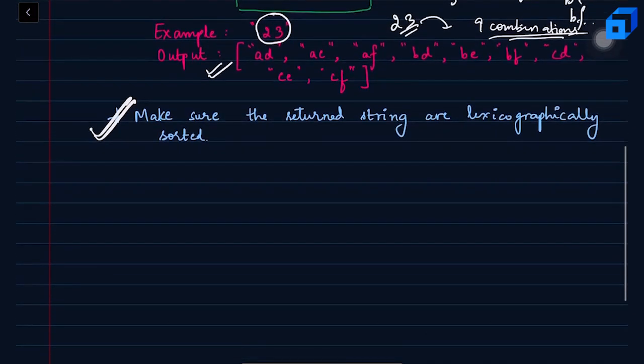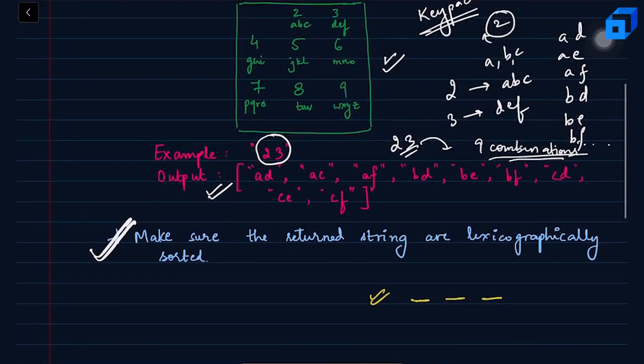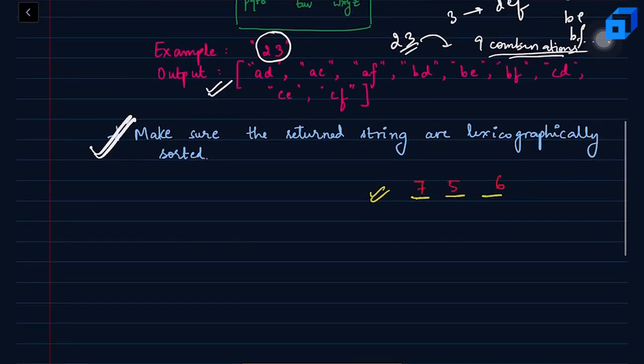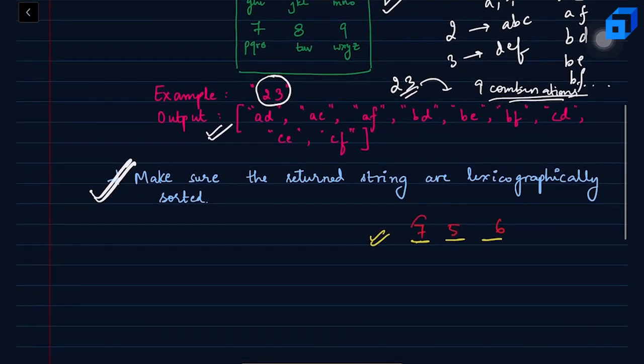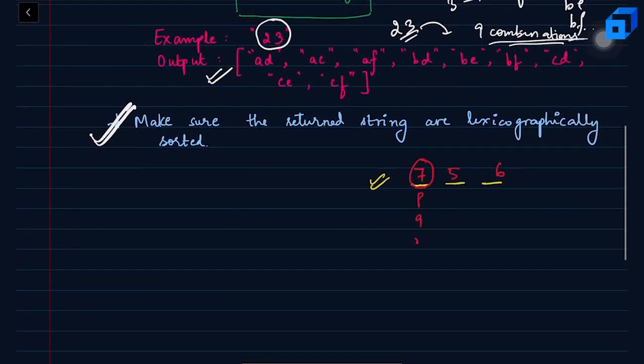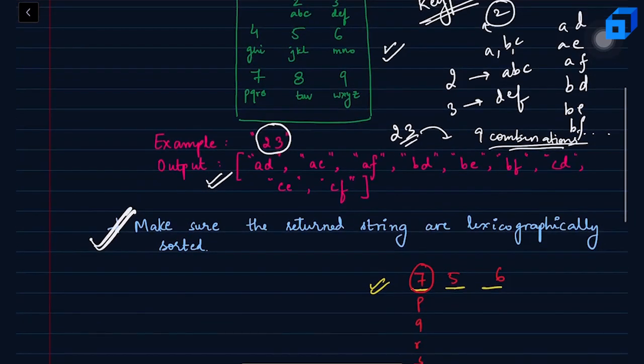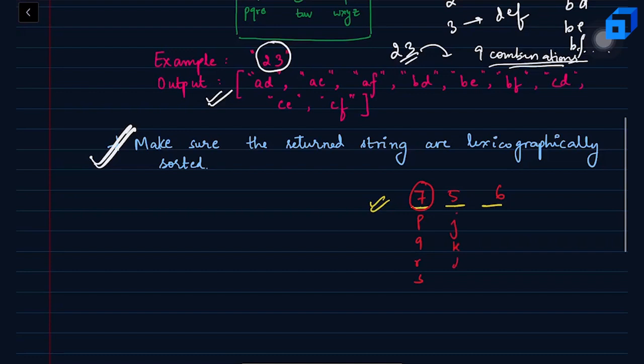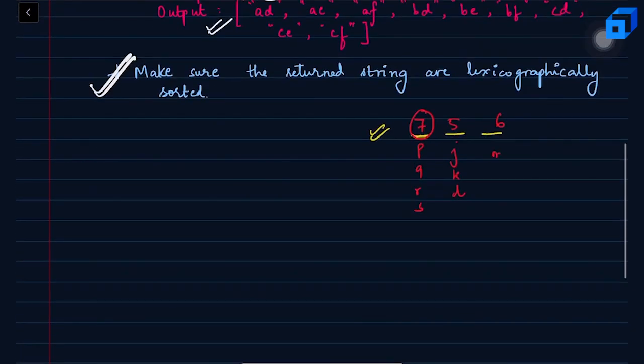Now, let's say instead of 2 values in an example, I have a digit string of length 3. That is, a concatenation of 3 numbers. Let's say the numbers are 7, 5 and 6. For 7, I can have P, Q, R and S. For 5, I can have J, K and L, and for 6, I can have M, N and O. So for 7, I have 4 possibilities and for 5 and 6, I have 3 possibilities.